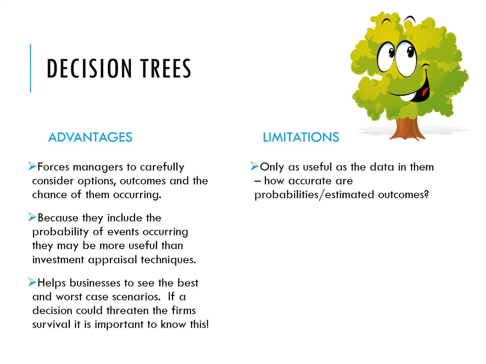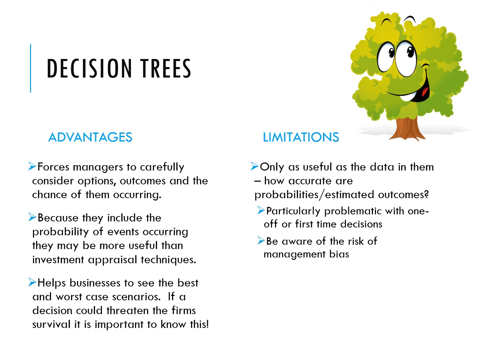In terms of limitations, again, it's only as useful as the data in them. So how accurate are our expected outcomes, our financial payoffs? How accurate are our probabilities of weather or probabilities of whatever it is that's going to happen? This can be particularly difficult to do with one-off or first-time decisions where there's no historic track record of probabilities. Again, management might skew the probabilities, or there might be some bias involved in coming up with the estimated outcomes because they have a particular objective or agenda they wish to pursue.